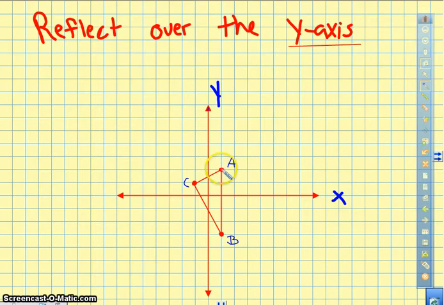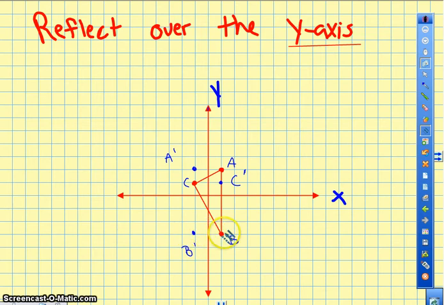This is my mirror. A is 1 away from the y on the right side. So I'm going to move it 1 away on the left side. So this is A prime. For C, I am 1 away, but this time I'm on the left side, so I'm going to move it 1 away to the right side. This is C prime. B, this is 1 away on the right side, so I'm going to move it 1 away on the left side. This is B prime.